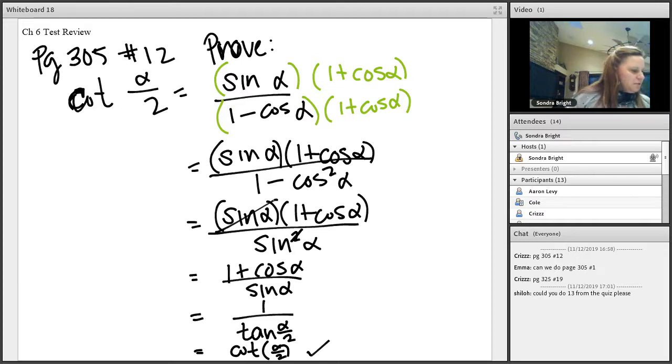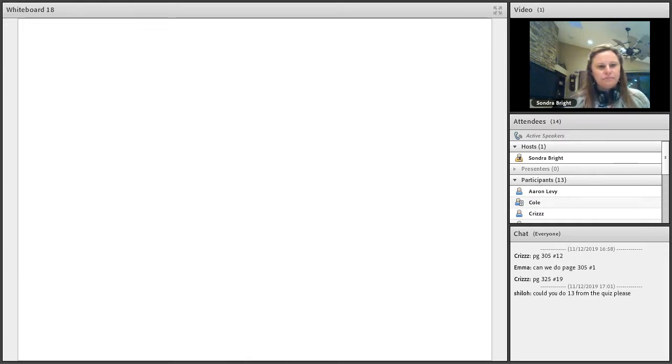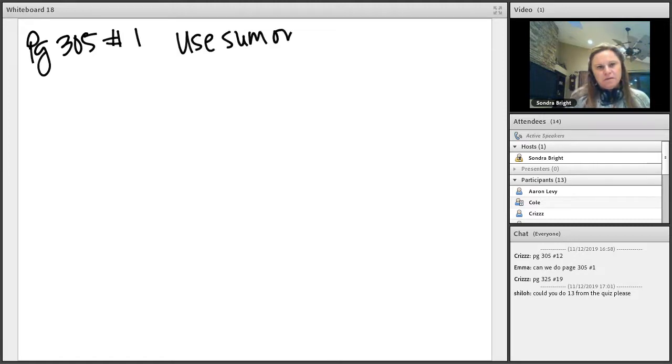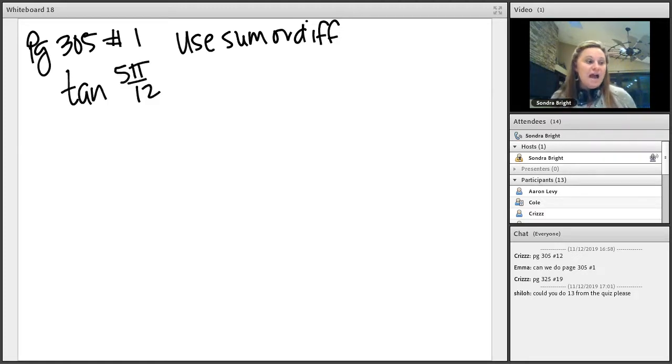All right, page 305, number 1. They want you to use the sum or difference. So you got to make sure you read the directions, because this one says using the sum or difference to find the tangent of 5 pi over 12. Versus I could also ask you to use the half angle identity to find this one, but it says to use the sum or difference one.